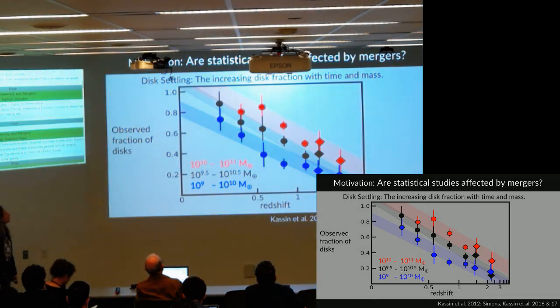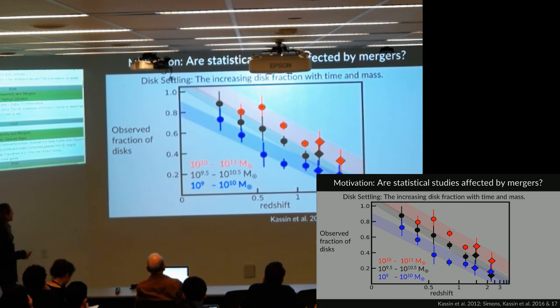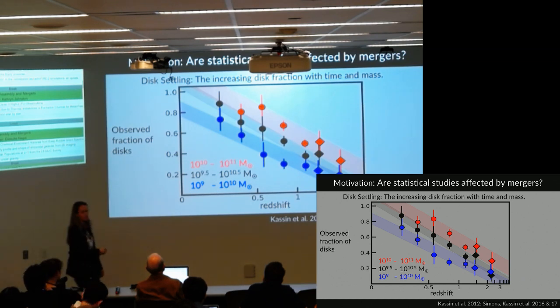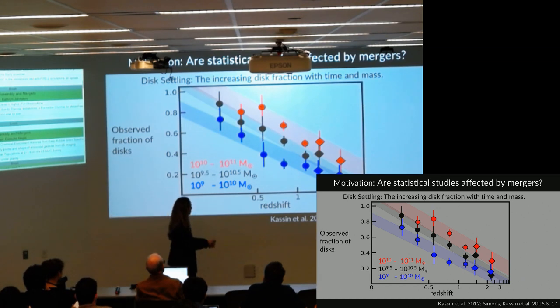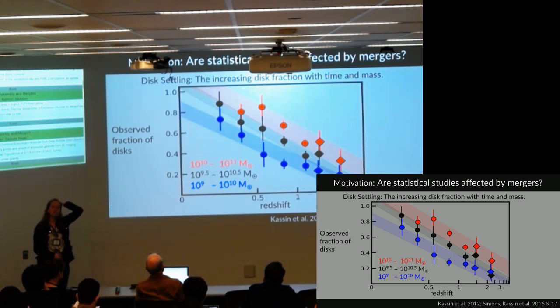So one area of motivation for why we started looking at this is we had done statistical studies of galaxy kinematics, and we found something called disk settling, which is essentially the increasing disk fraction with time and mass. This is one of the takeaway points. This is the plot of the observed fraction of disks versus redshift. This axis is linear in look-back time. So as you look forward in time, you see the fraction of disks increasing.